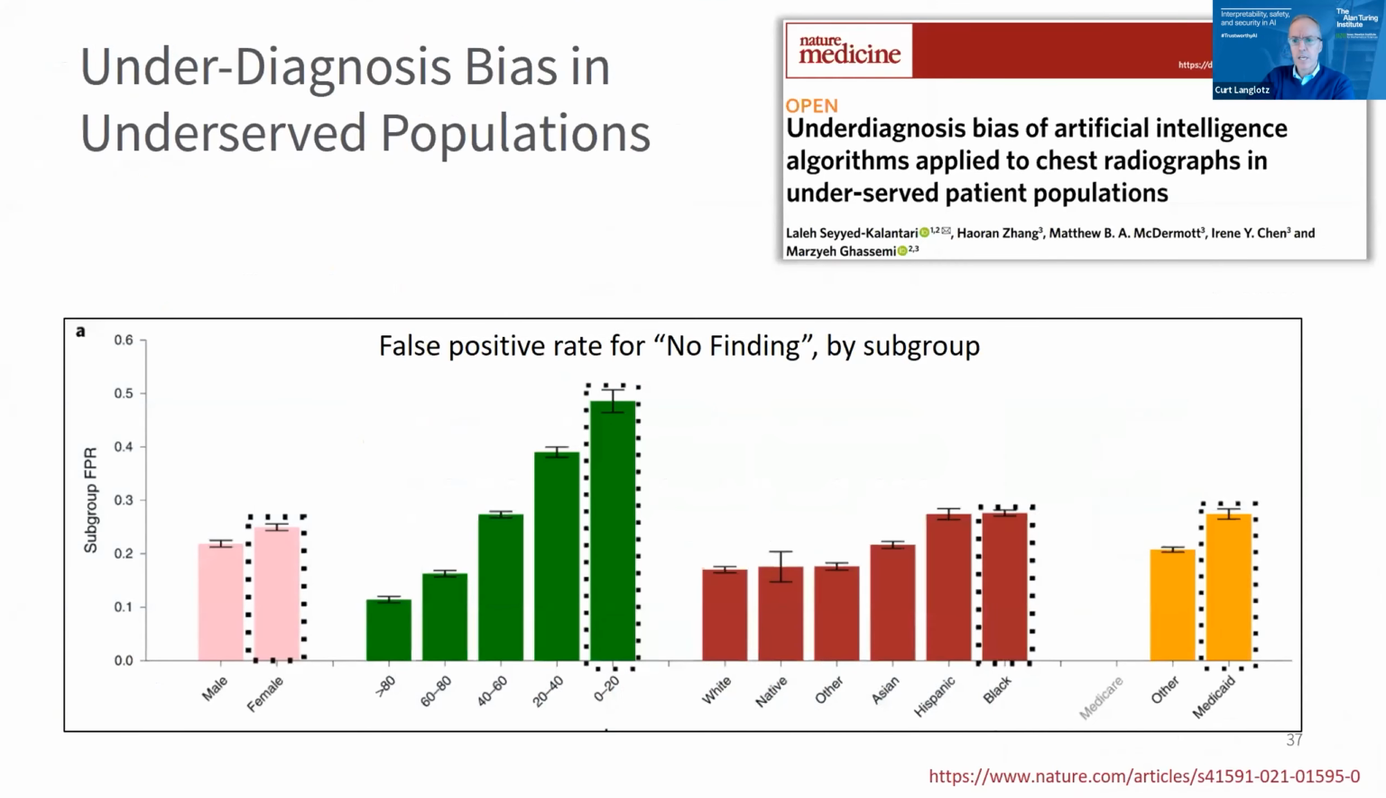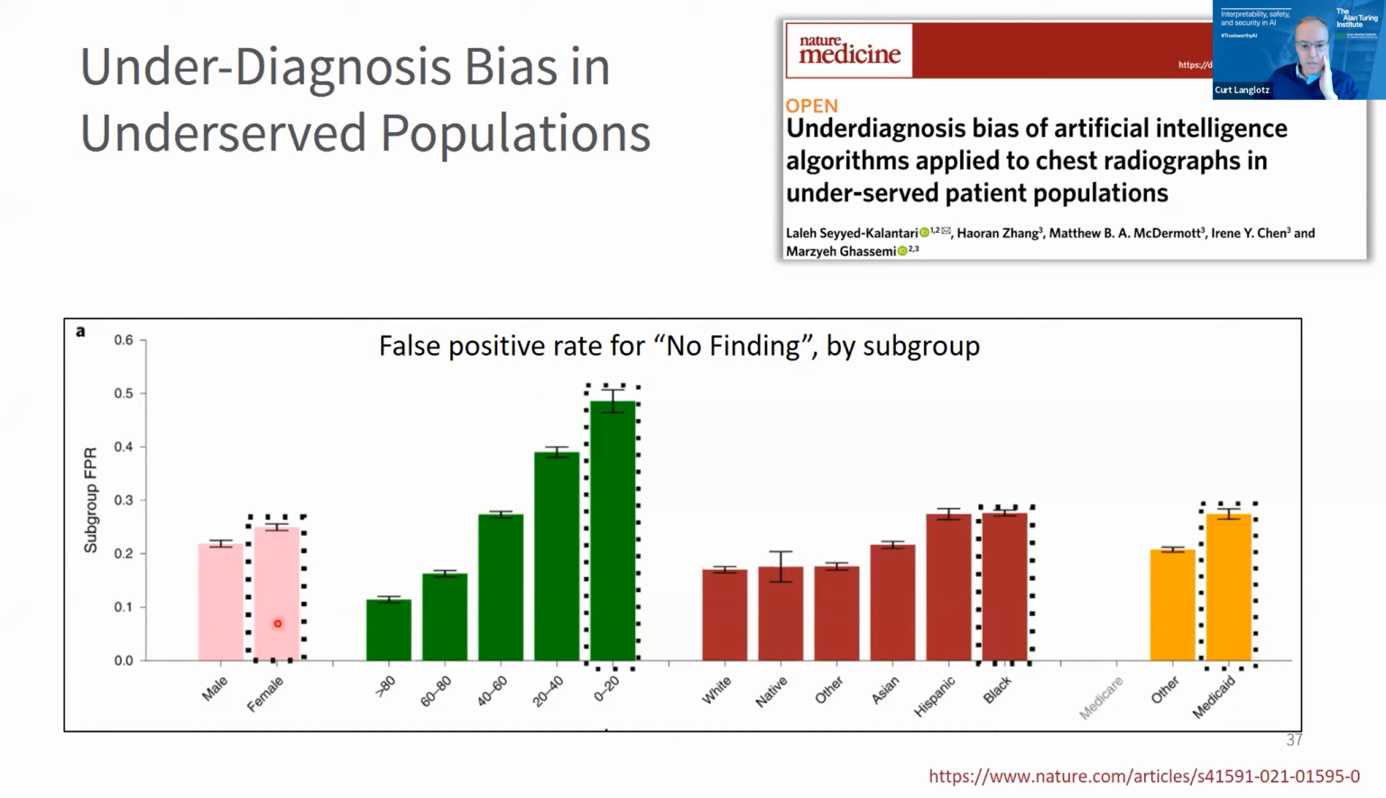Just to give you a really concrete example of this kind of thing. This is work just published in Nature Medicine very recently about underdiagnosis bias that these algorithms can have. This is chest radiographs, and this is the false positive rate for no finding. So essentially, this is a false negative rate because it's a false positive for a negative. So this is going to give you a sense of how much underdiagnosis there is, that we're maybe missing abnormalities.